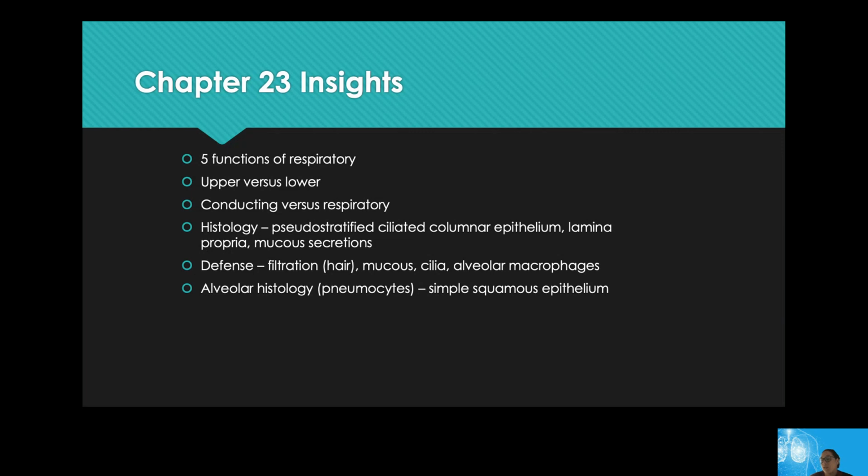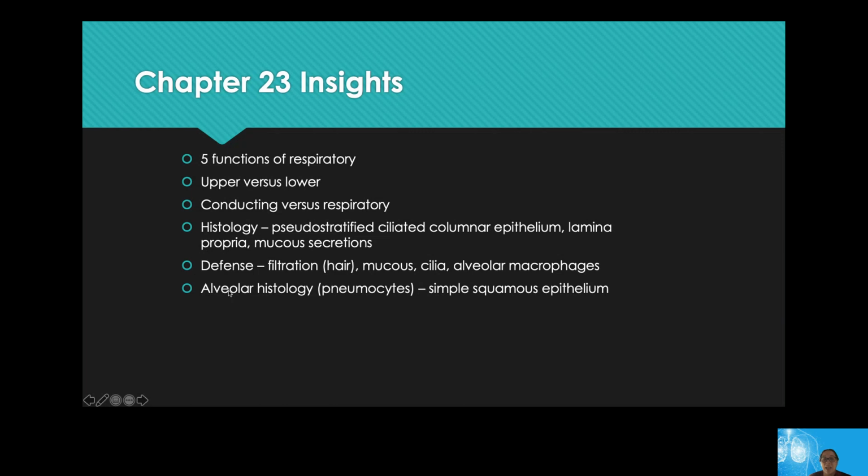Chapter 23, we learned about the 5 functions of the respiratory system. We learned about how we compare the upper versus lower and the conducting versus respiratory portions. We also learned about the important histology. So we learned about locations in the body and that specialized type of cell of epithelium we find, that pseudostratified ciliated columnar epithelium. In this one, we learned about the function of the histology as well as the anatomy to provide the body's defense in this respiratory system.